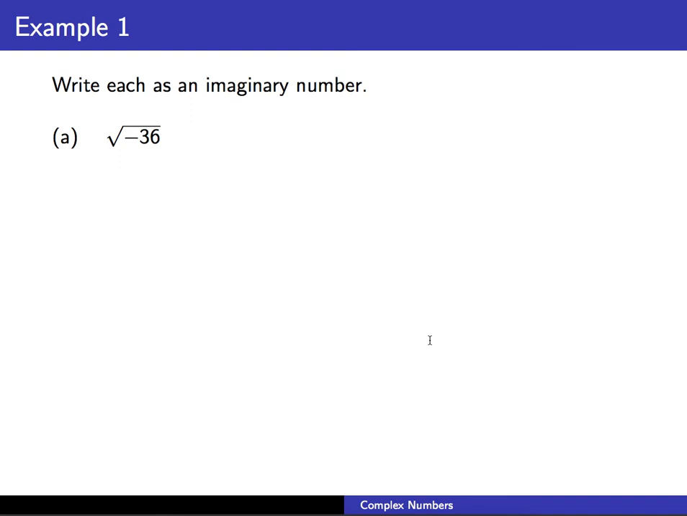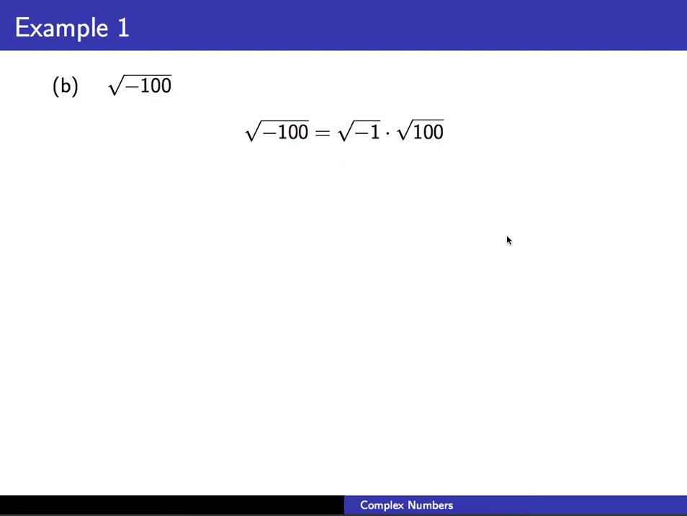So example 1, part A, we have the square root of negative 36. We can write that as the square root of negative 1 times the square root of 36. The square root of negative 1 is i, and the square root of 36 is 6, so i times 6 is just 6i. Part B, square root of negative 100. Well, we can write this as the square root of negative 1 times the square root of 100. And the square root of negative 1 is i. The square root of 100 is 10, so i times 10 gives us 10i.